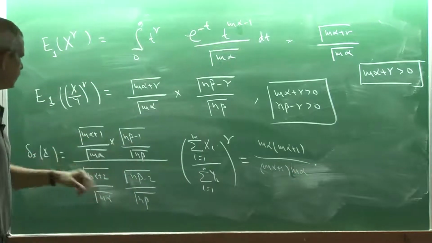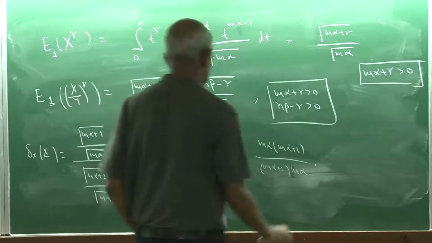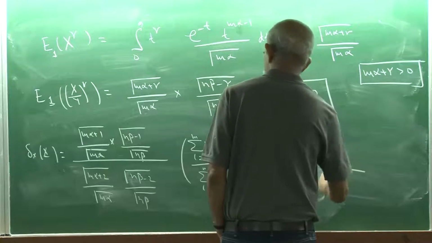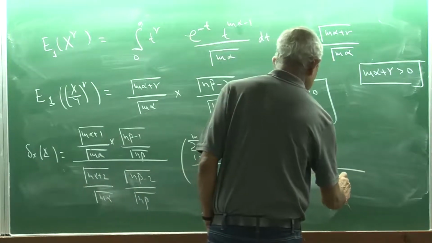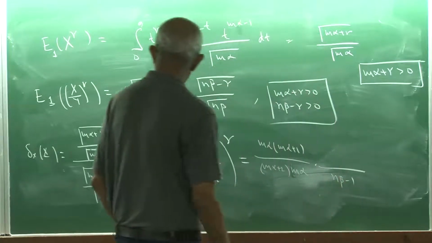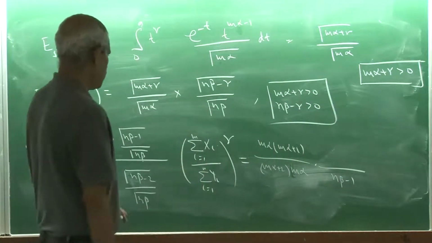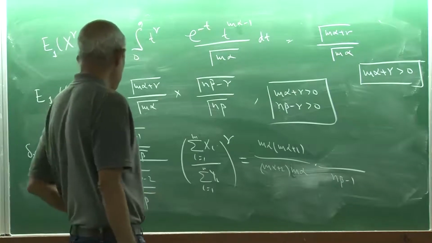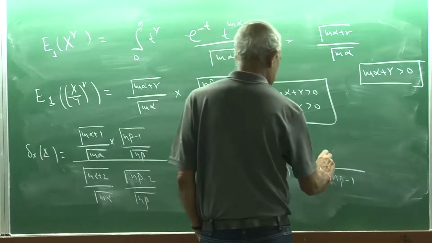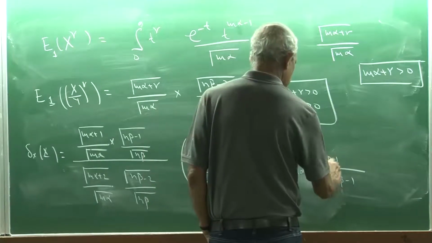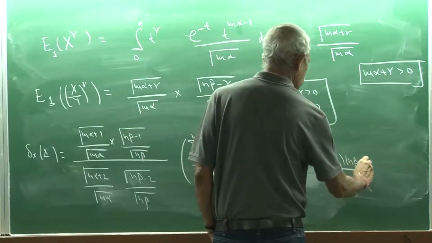This is taken here. Now n beta minus 1 comes over here, and then n beta minus 1 and n beta minus 2 comes over here.